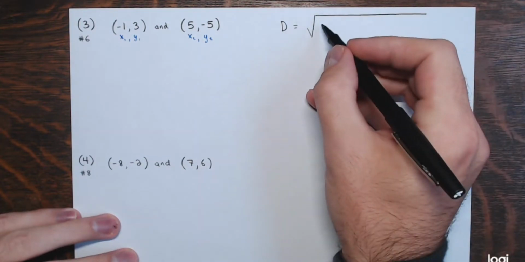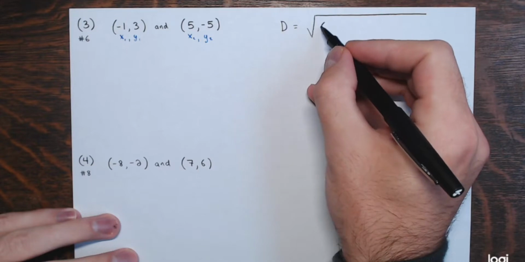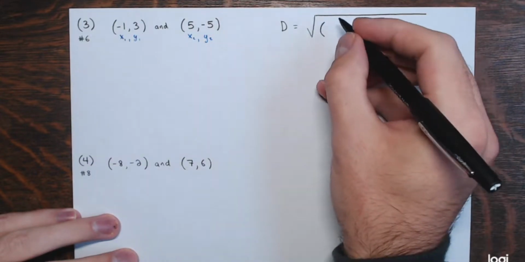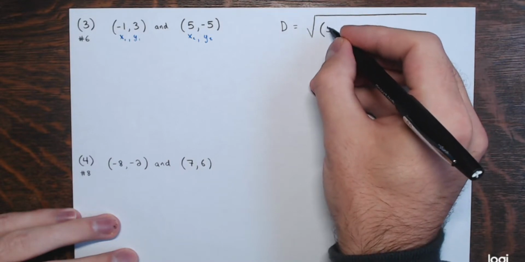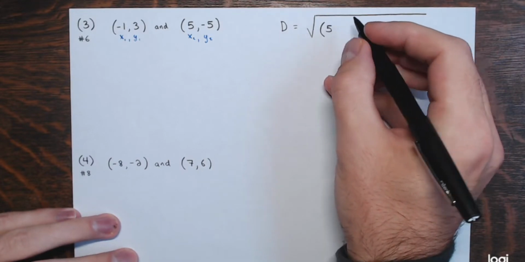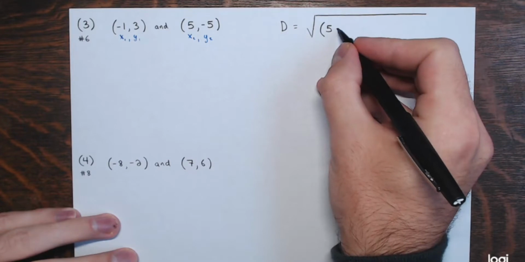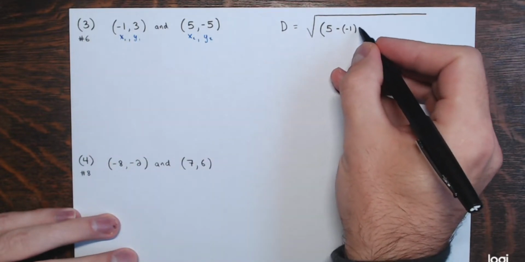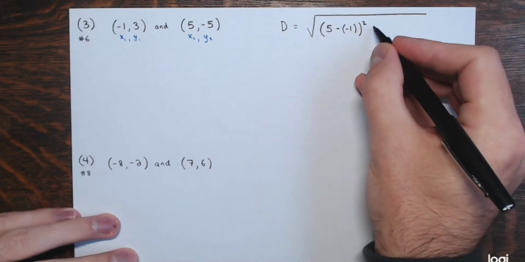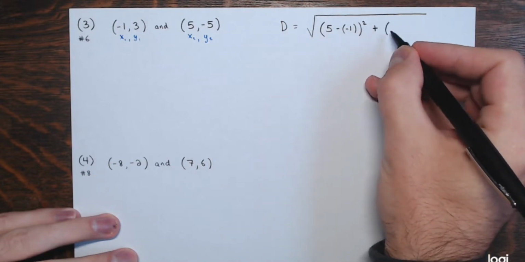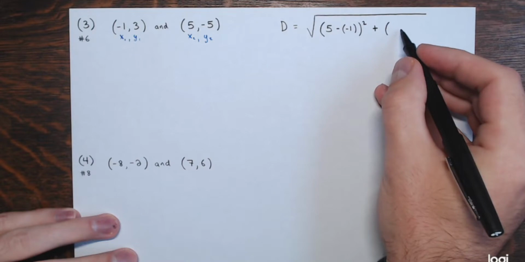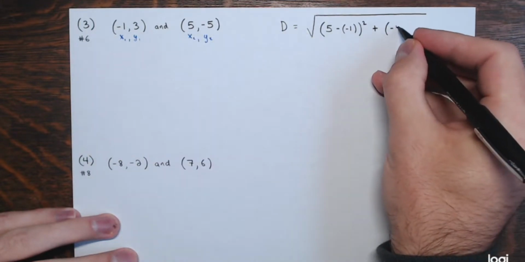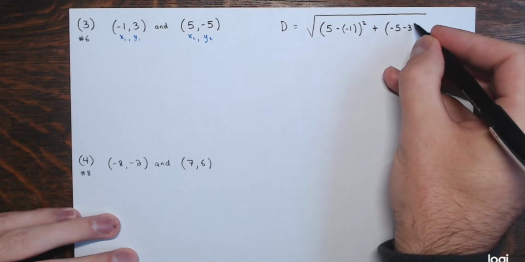And then first is the change in x squared, change in the x coordinates, 5 minus -1, or -1 minus 5, it doesn't matter, because you're going to be squaring anyway. It'll just make it positive anyway. But I'll do 5 minus -1, the change in the x coordinates squared, plus the change in the y coordinates squared, so -5 minus 3 squared.